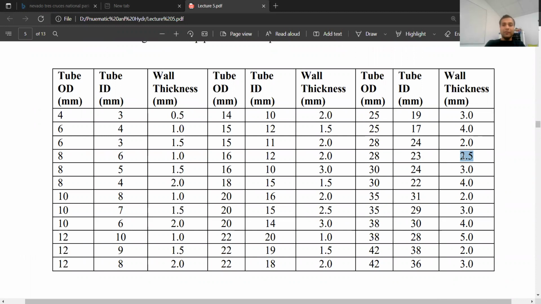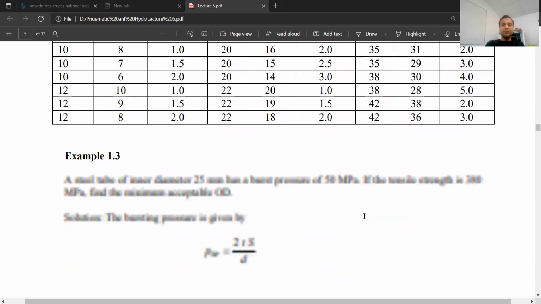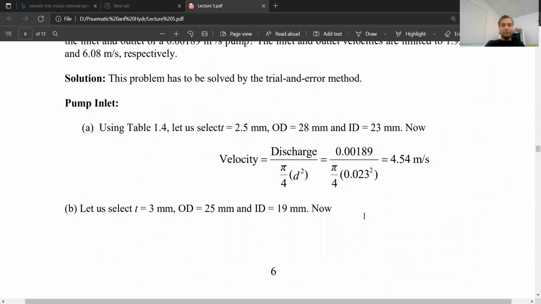Let's say it's 2.5. So 2.5 wall thickness is here. The wall thickness 2.5 is here as well. This one, and you got this one as well. Is there any more 2.5? No, just these two. So we got two. So we can choose 2.5, and I'm going to go for, let's say, inner tubing is 23 and outer is 28. So you got these values.